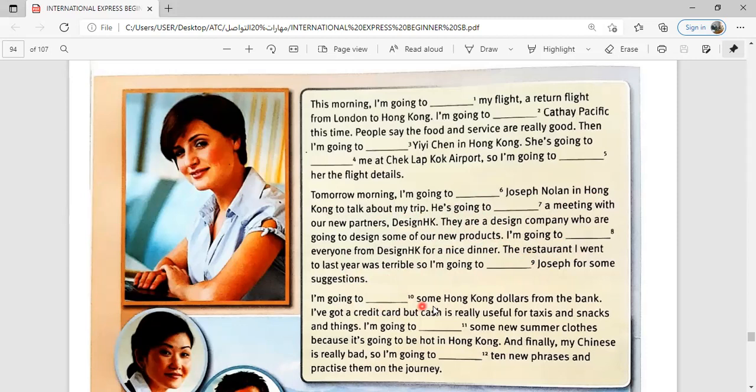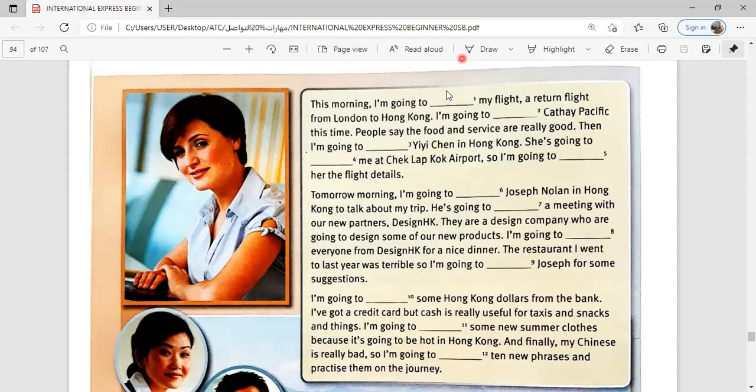I'm going to get some Hong Kong dollars from the bank. I've got a credit card, but cash is really useful for taxis and snacks and things. I'm going to buy some new summer clothes because it's going to be hot in Hong Kong. And finally, my Chinese is really bad. So I'm going to learn 10 new phrases and practice them on the journey.